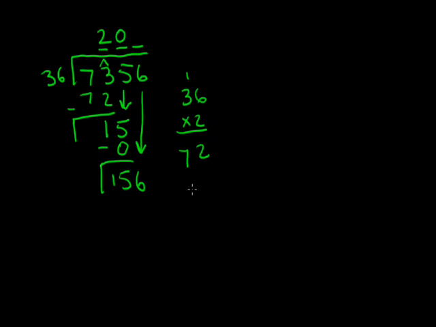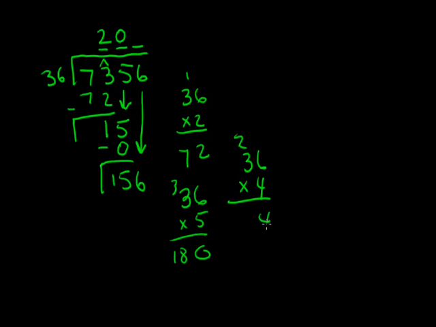36 times 5. 5 times 6 is 30. 5 times 3 is 15. Plus 3 is 18. Too big, so we're going to try 4. 36 times 4. 4 times 6 is 24. 4 times 3 is 12. Plus 2 is 14. 144, and that's just right. So we have 144. 6 minus 4 is 2. 5 minus 4 is 1.